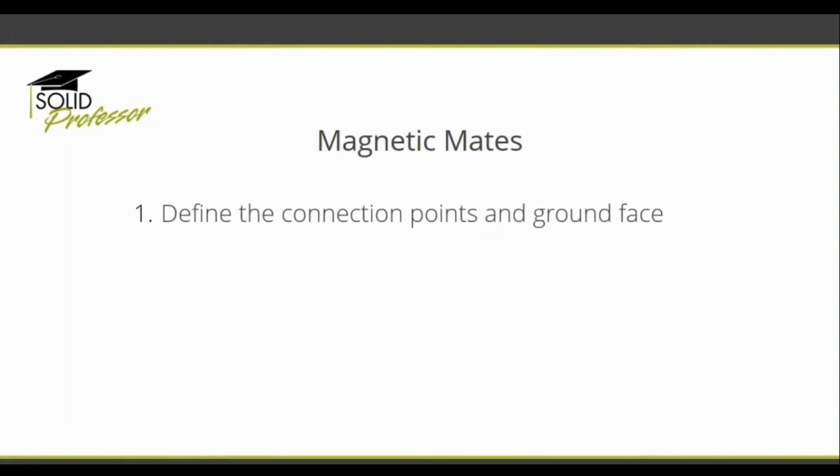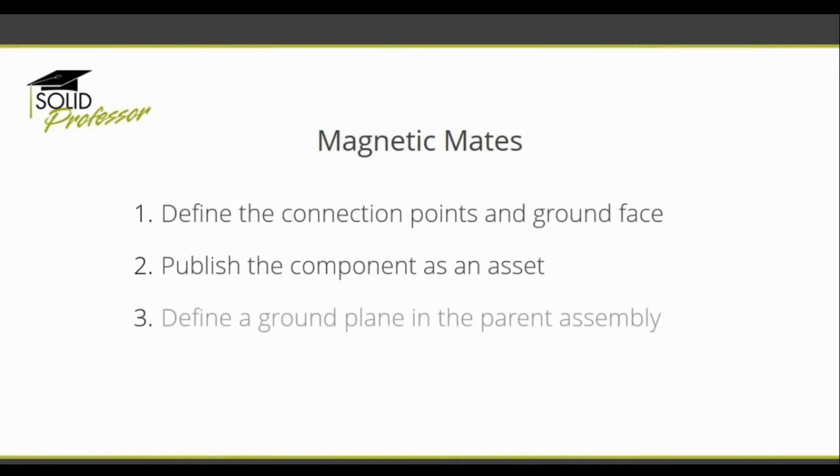First, you define the connection points and ground face in a part or subassembly model. The connection points will be used to snap the components into position, while the ground face will be used to position the asset in the parent assembly. Then, you need to publish the component as an asset in order to use it in an assembly. Next, you can define the ground plane in the parent assembly. The ground face of the asset will snap onto the ground plane of the parent assembly.